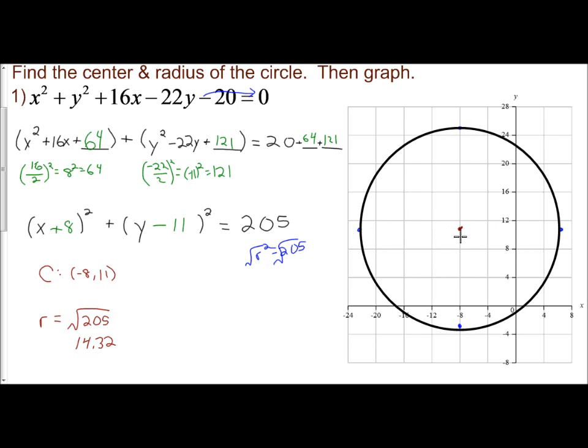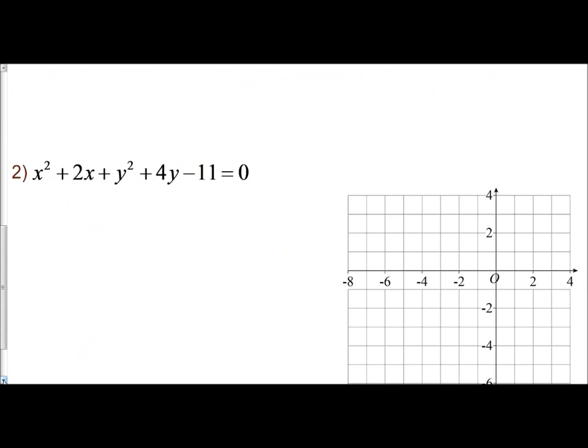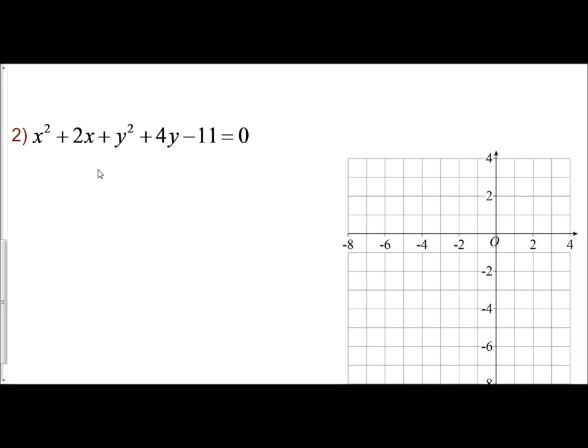There's our circle. So what do you do? You plot the center. You go up and down the distance of the radius. You go left and right the distance of the radius, and then just connect with a circle. Let's do another one. x squared plus 2x plus y squared plus 4y minus 11 equals 0.